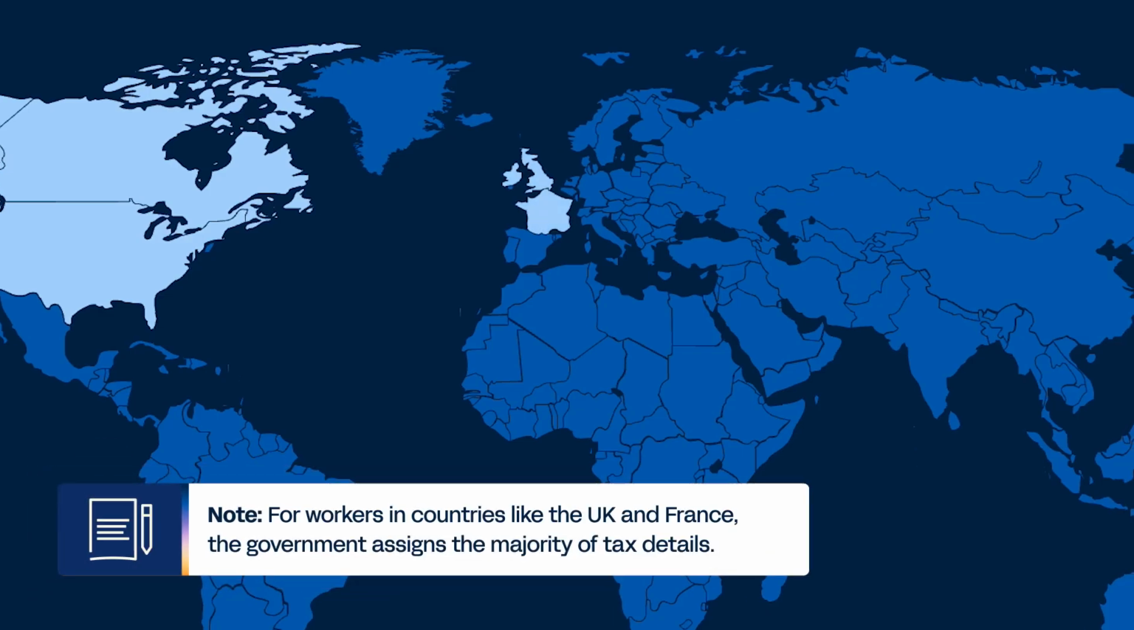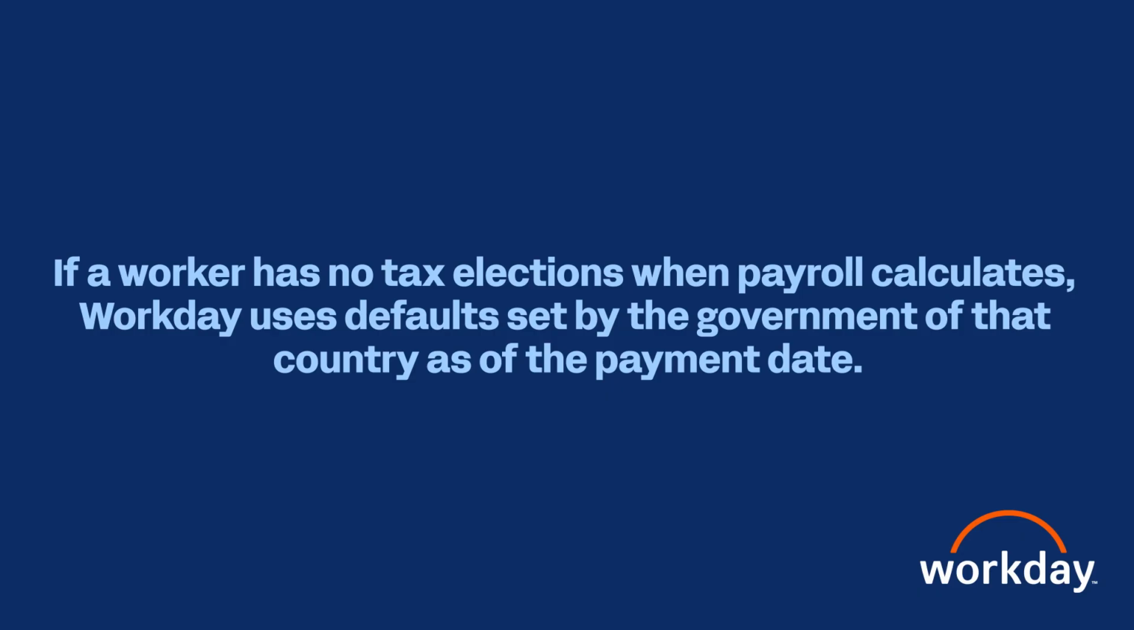For workers in countries like the UK and France, the government assigns the majority of tax details, so there are limited self-service options for workers. However, in some cases, you can update tax details on behalf of workers in bulk. For example, in the UK, tasks are available to uplift and clear down tax codes for groups of workers. If a worker has no tax elections when payroll calculates, Workday uses defaults set by the government of that country as of the payment date.